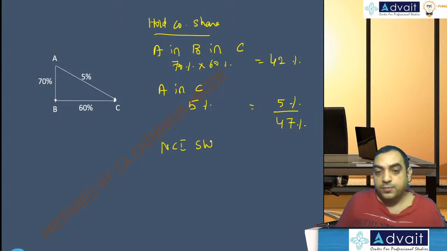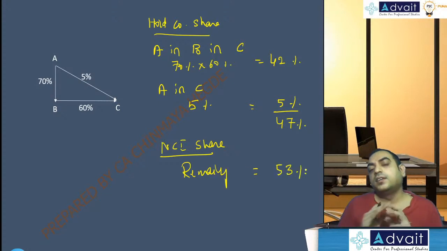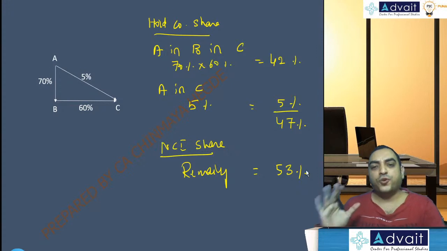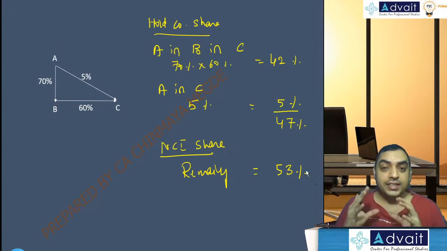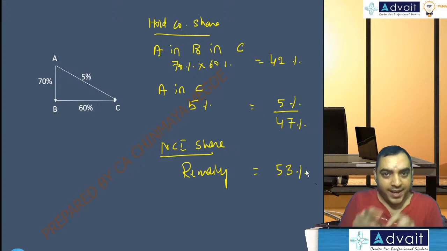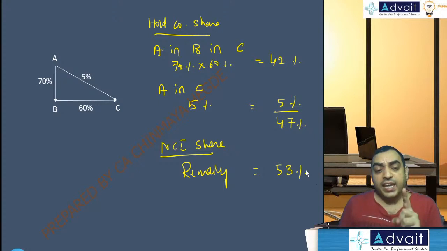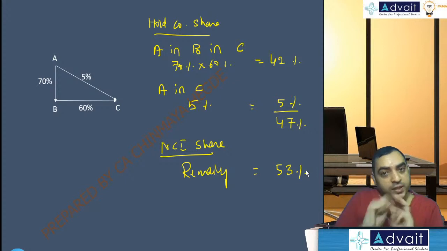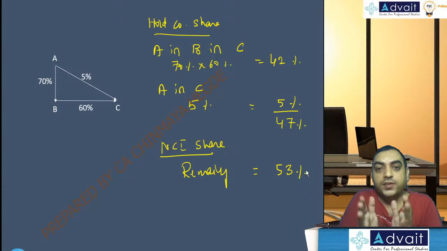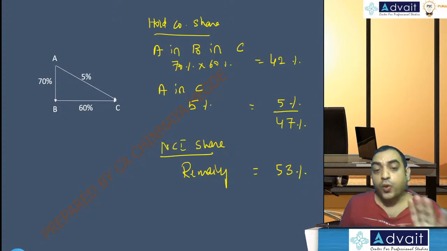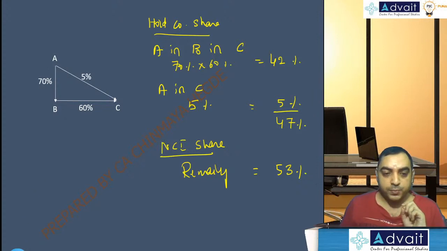So the NCI share is the remaining, and that is 53%. That's all you have to do. So when you analyze the subsidiary company profits related to C, take A in B in C, percentage of percentage, then A in C percentage, add those two numbers and then you are done with the percentage calculations. So it's very simple. Now one more portion you need to be worried about, one more adjustment.